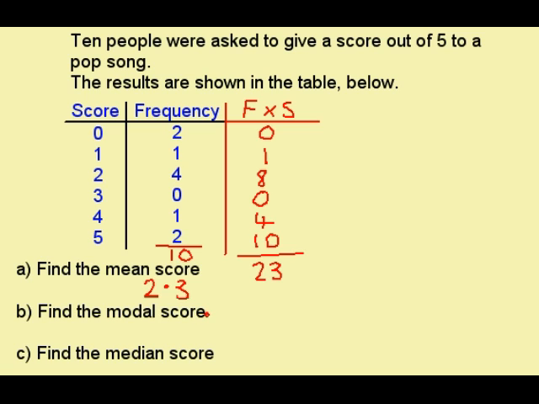The modal score is the most common or most frequent score. Looking here, I can see that the highest frequency is 4, and this relates to a score of 2. So the modal score is 2.